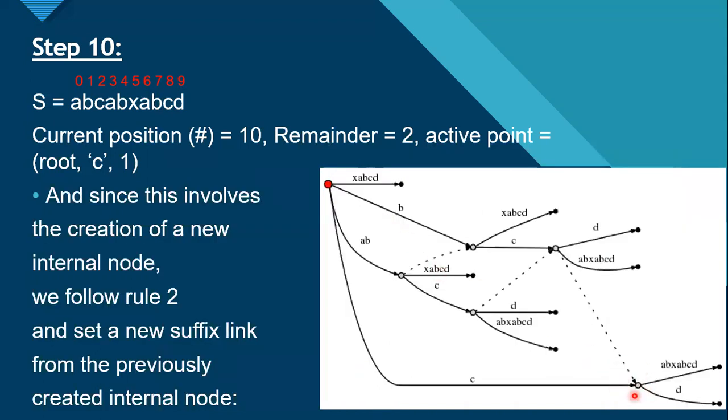And since this step involved the creation of a new internal node, we will follow, and in the same step, in step 2, we already had the same exact situation. Another edge was split and another internal node was created. So according to rule number 2, we have to connect the previously created internal node with the just created internal node with a pointer and call it a suffix link.